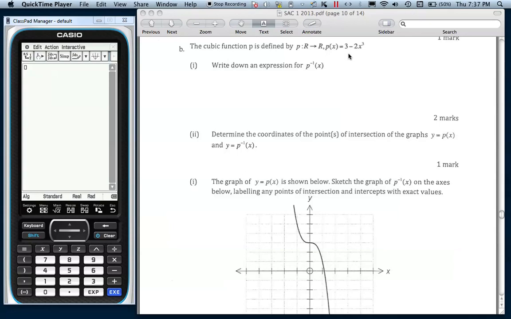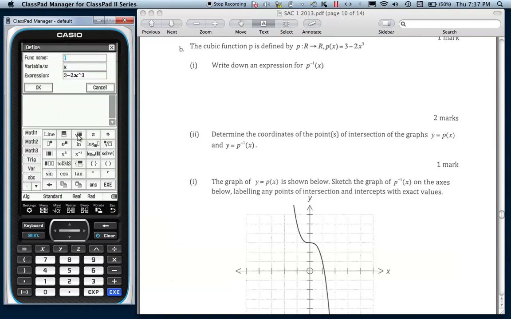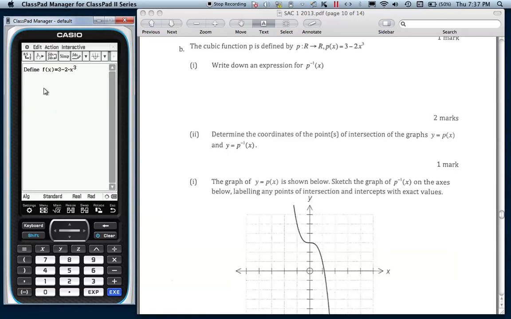such that p of x is 3 minus 2x cubed, so we type that into our calculator. So we've got 3 minus 2x cubed. A good idea is to define this function. Just define it as f in terms of x. So there's our function, and we want to write down an expression for the inverse of p.